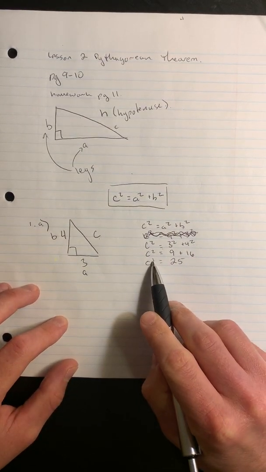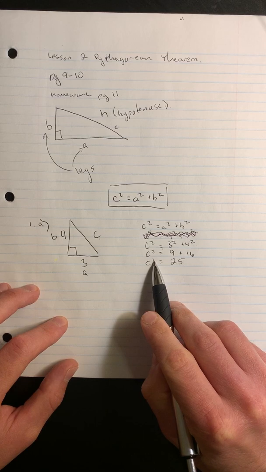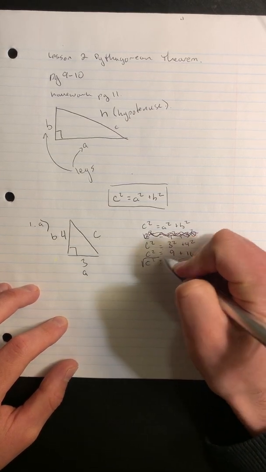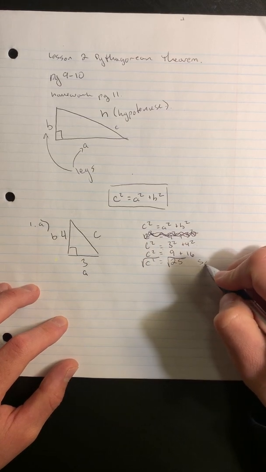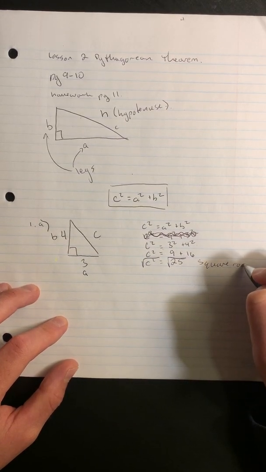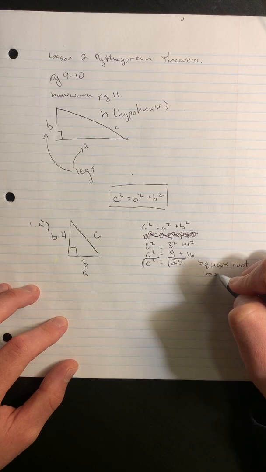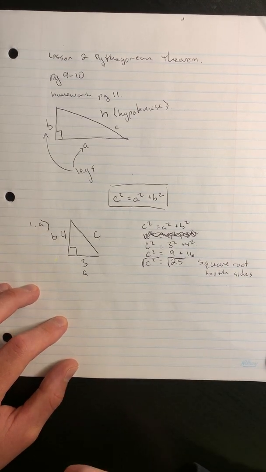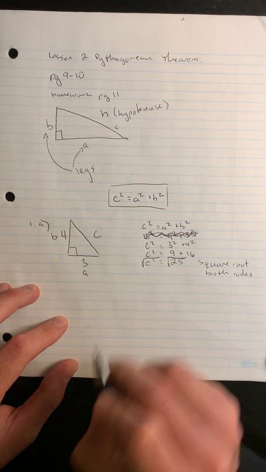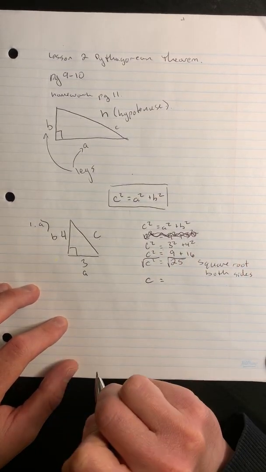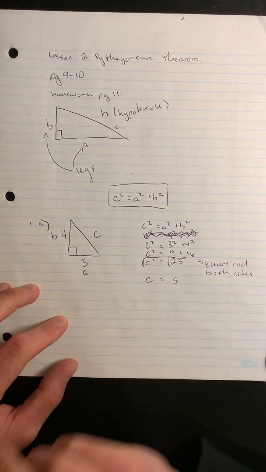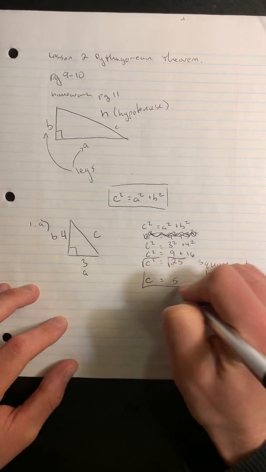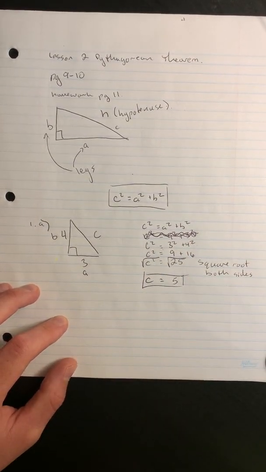Now what I have to do is I have to get rid of this squared. So what I must do is square root both sides. Okay, I have to square root both sides. So I'll get C equals, and the square root of 25 is 5. Okay, so that is my answer for that question.